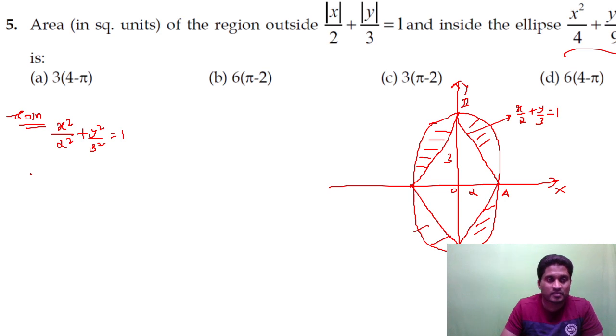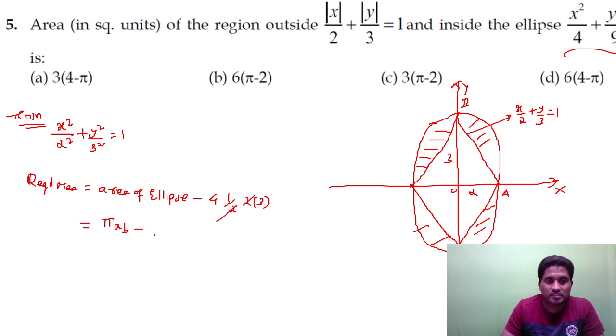Required area is equal to area of ellipse minus 4 times half base into height. Half of 2, height is 3. So area of the ellipse is pi AB, minus this will cancel, you get 12. So pi into 2 into 3 minus 12. I am going to take 6 common, you get pi minus 2. Answer is option B.